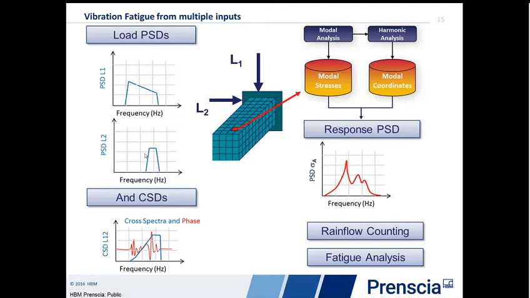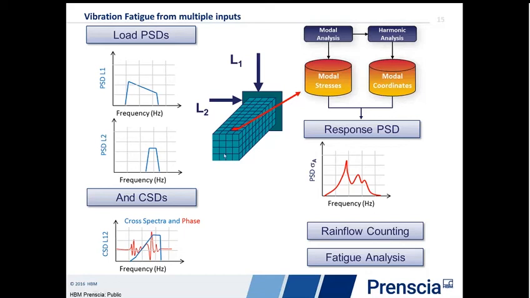So those would be my inputs coming in. If I have 3 loads coming in, I end up with 3 PSDs and then 6 cross-spectra coming in. If I had 10 inputs coming in, I'd have 10 PSDs and 90 cross-spectra coming in. So the cross-correlation information starts to become very large very quickly.